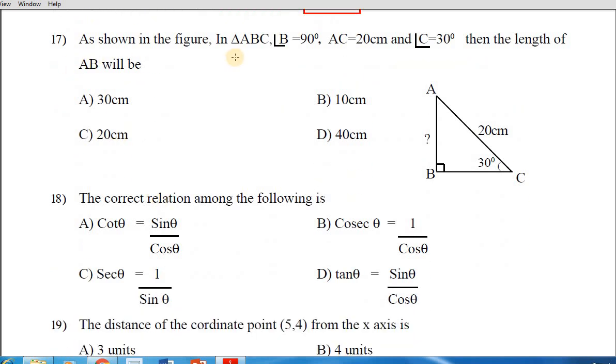As shown in the figure, in triangle ABC, angle B equals 90 degree. Of course, we can see here angle B is 90 degree. AC equals 20 centimeter, children, not a degree. And angle C equals 30 degree. Of course, we can see here angle C is 30 degree. Then the length of AB is.